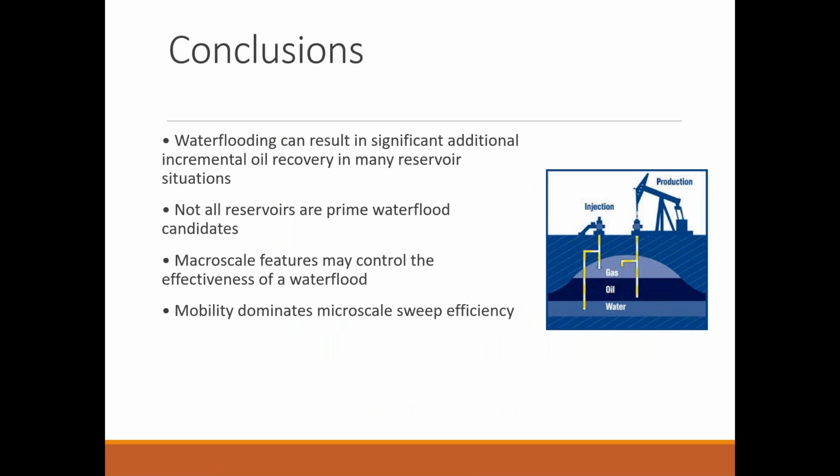Now coming to the last slide. Water flooding can result in significant additional incremental oil recovery in many reservoir situations. I think in the last two field examples we have seen this, and not all reservoirs are prime water flood candidates. So I have shown two important elements, macroscopic as well as microscopic. Both these things should be taken care of while selecting a particular reservoir for a water flood. The macro scale features may control the effectiveness of water flood, whereas on the micro scale, the mobility ratio dominates.